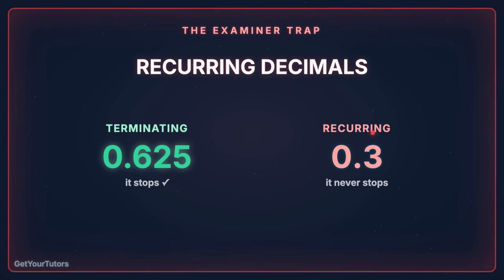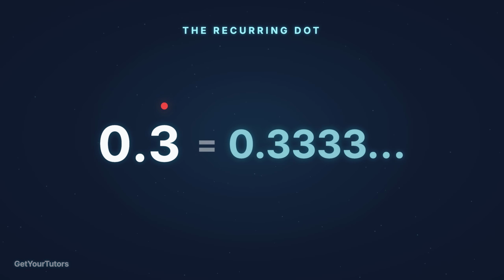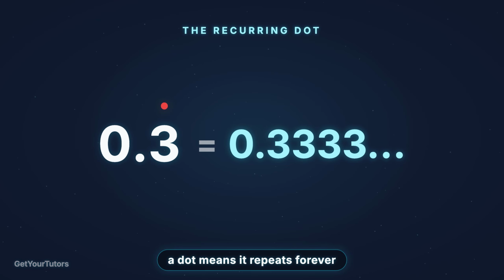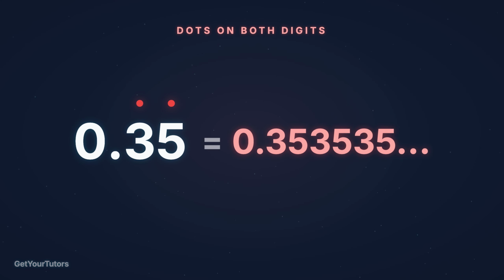Now we enter the danger zone of repeating recurring decimals, where the massive trap lies. A dot above a number means it repeats infinitely forever. 0.3 with a dot means 0.3333 continuously. 0.35 with dots on both numbers means exactly 0.3535 infinitely forever on your exam paper.